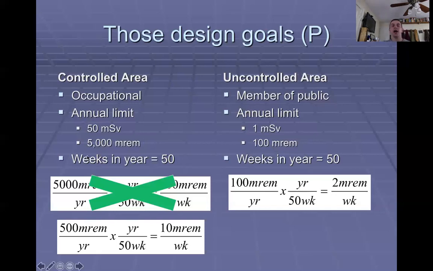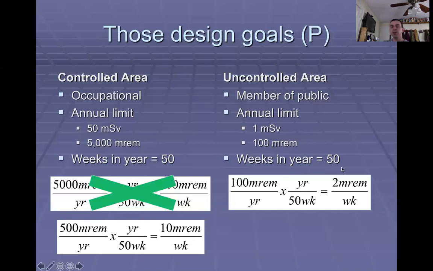So that's why the design goals changed from that 5,000 millirem a year, which would work out to about 100 millirem in a week. They changed it to the design goal of 500 millirem in a year, which works out to roughly 10 millirem in a week. So that 10 millirem in a week and 2 millirem in a week are weekly design goals for areas that could potentially be exposed to radiation.